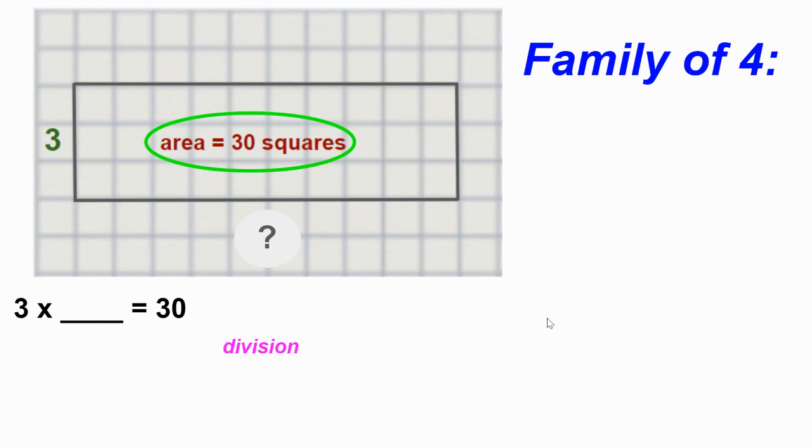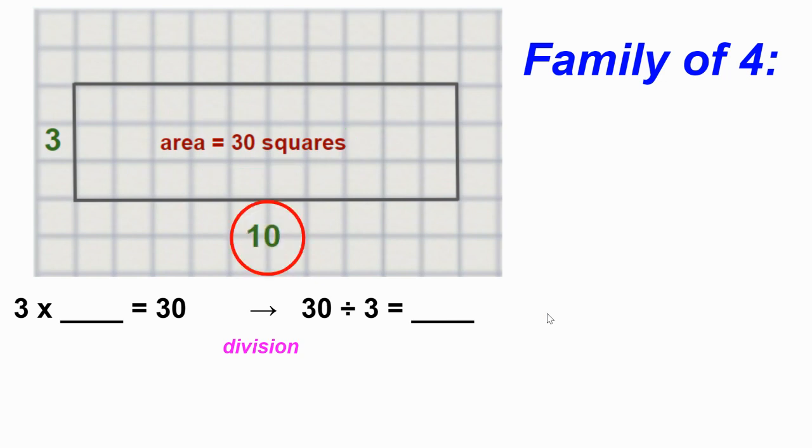This is where division comes from. I simply divide. The opposite of multiply is divide. So there's my 30 divided by 3, and that gives me my answer of 10. And that completes the third member of our family. Our first division, 30 divided by 3 equals 10. The area of 30, I knew one side, I was looking for the other.